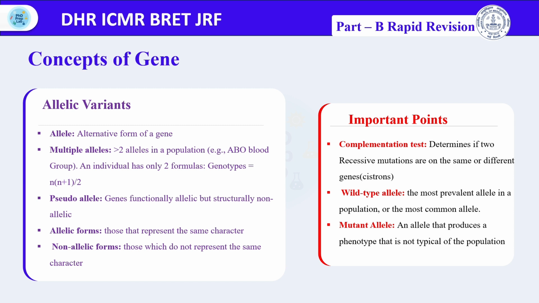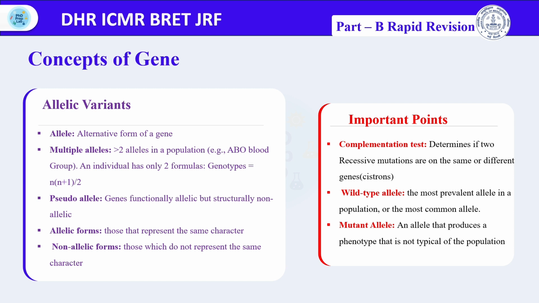This is how we interpret the results. When two recessive mutants are crossed and the F1 offspring shows the normal, wild type phenotype, it means that the mutations are complementing each other. Complementing each other means they produce the wild type. So it means that each mutation is present in a different gene. This is a very important point.